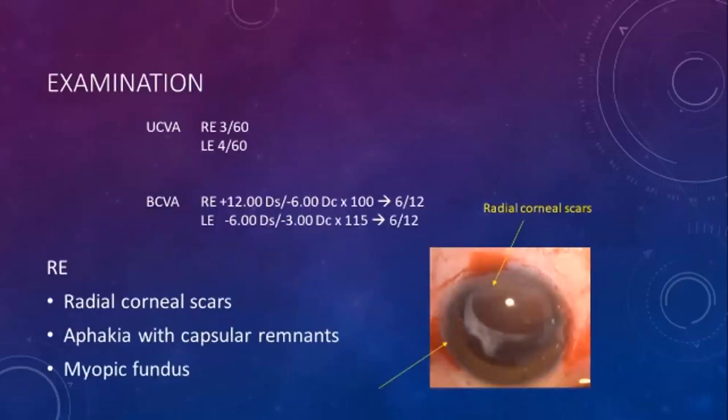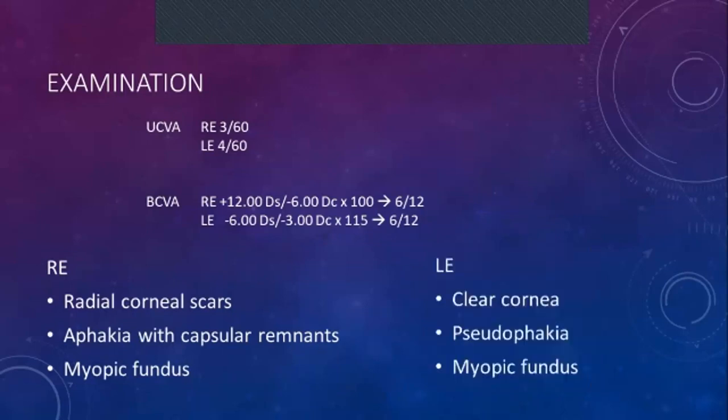On examination, the right eye showed radial corneal scars suggestive of past radial keratotomy. The eye was aphakic with remnants of lens capsule noted. The fundus was myopic, however, there were no peripheral retinal degenerations. Also, there was no evidence of any dislocated lens in the vitreous cavity. The left eye showed clear cornea with good pseudophakia and a myopic fundus, just like in the right eye, with no evidence of any peripheral treatable lesions.